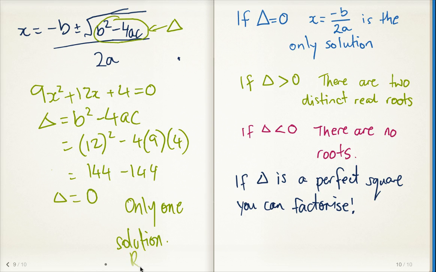We can also say that it has a repeated root. Again, we're going to have a look at this idea of the roots in the next video when we have a look at functions. So there we saw three different examples of using the discriminant.